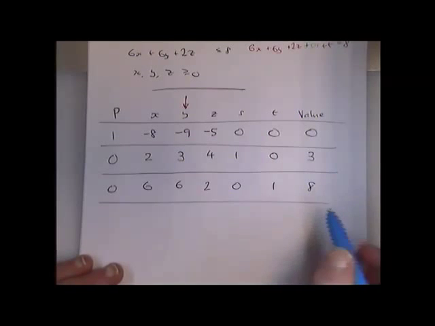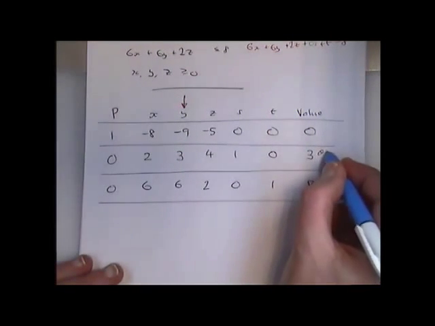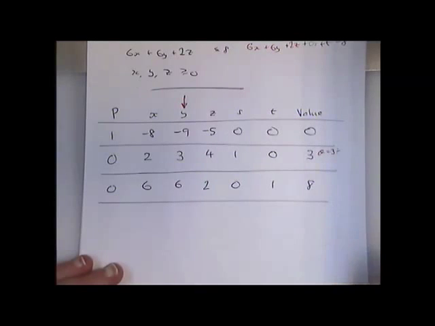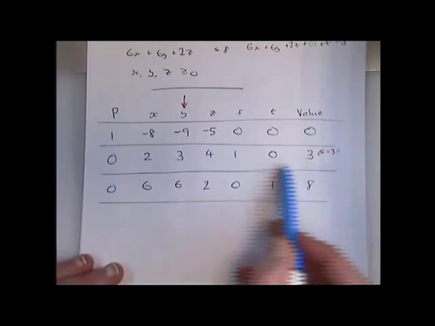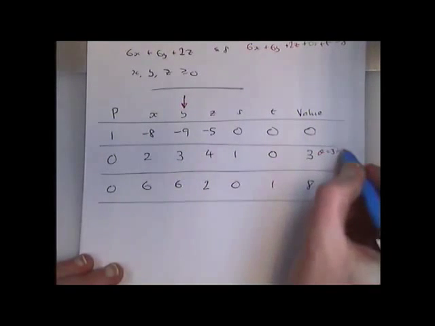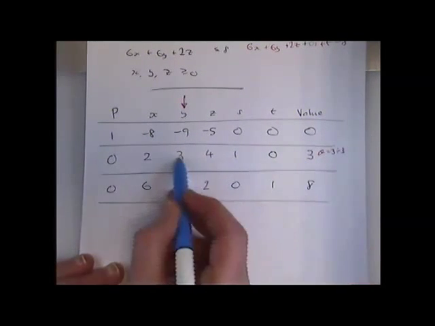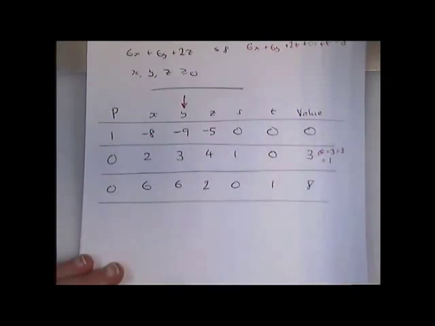Is it the value at the end over the value in the pivotal column? Yeah, it's the value divided by the value in the pivotal column. So here it's this 3 divided by that 3, so it's 1.